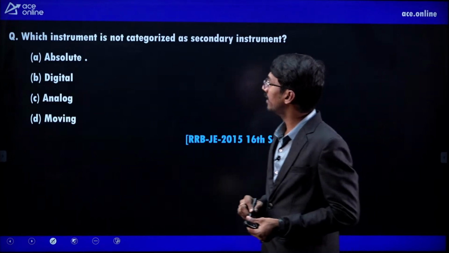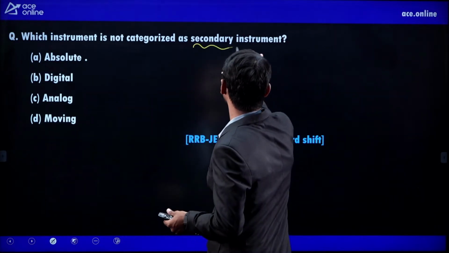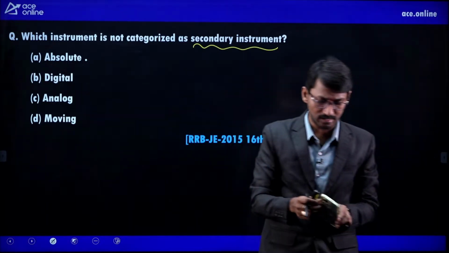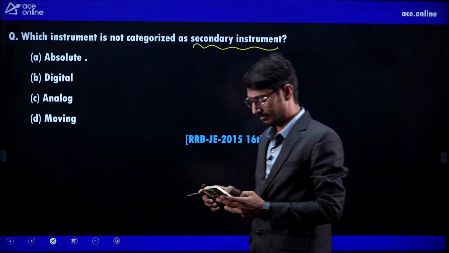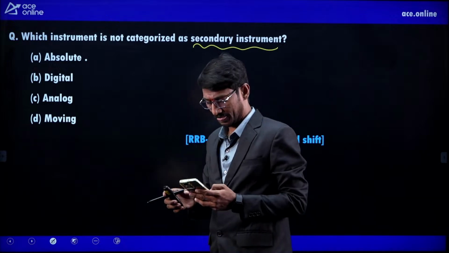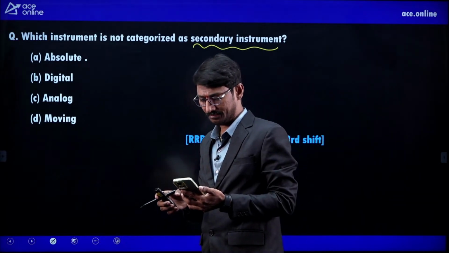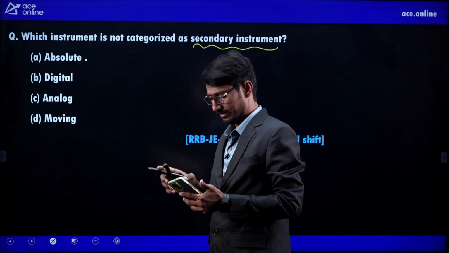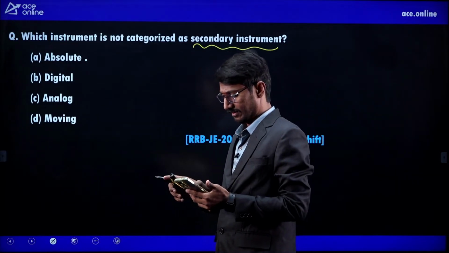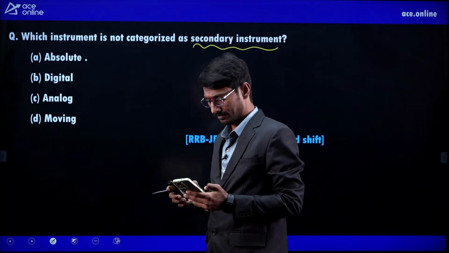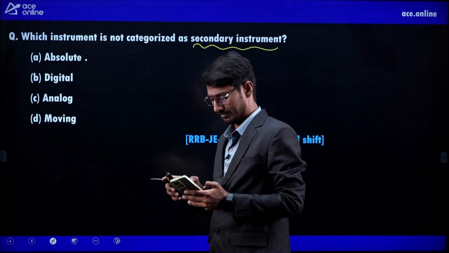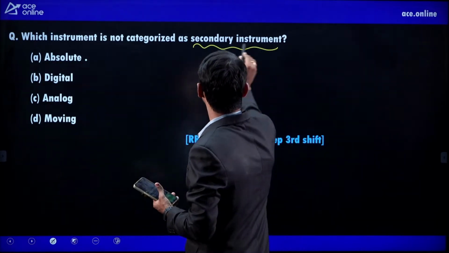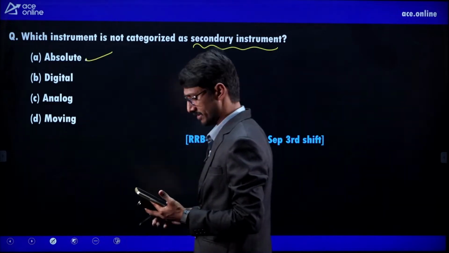Next question. Which instrument is not categorized as secondary instruments? Earlier this was the model, but the question is changed. Now try to answer, guys. I will be checking your answers. Those who are online, kindly respond. I'm checking your answers. Kindly respond. Right, so the answer here, the one not categorized as a secondary instrument, is absolute instruments.